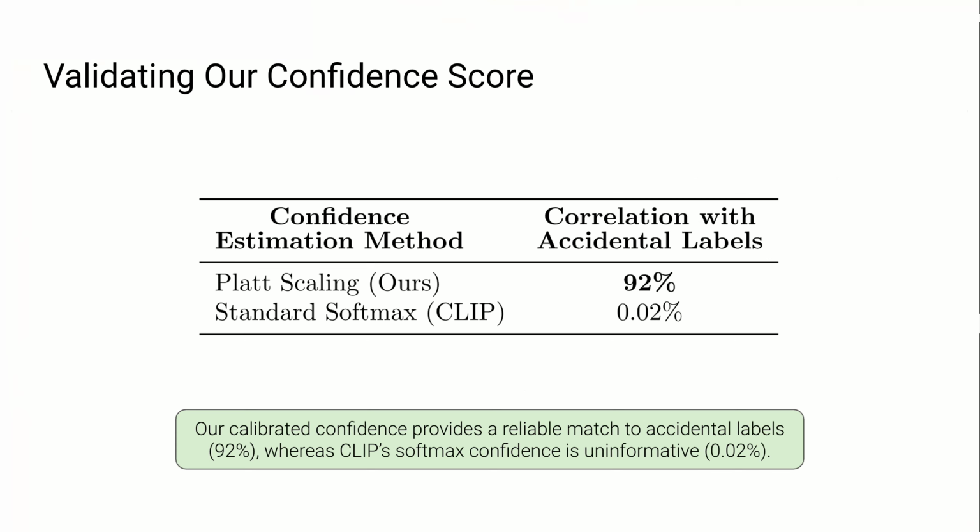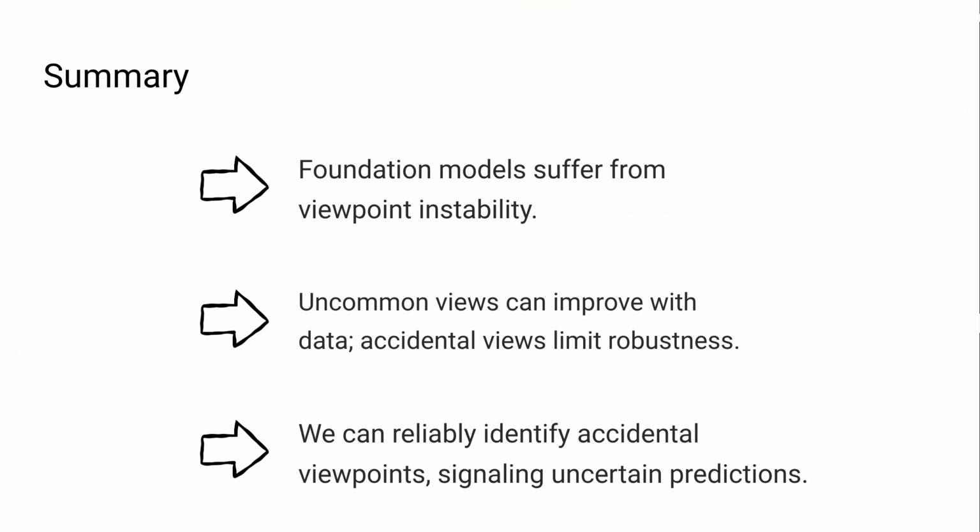Our method's 92% correlation with accidental labels provides a reliable signal of ambiguity, whereas CLIP's own confidence score is completely uninformative. In conclusion, our work identifies viewpoint instability as a critical weakness of current vision foundation models. We focus on the accidental views and created a reliable method to detect them, a vital step towards building more robust and safe AI.